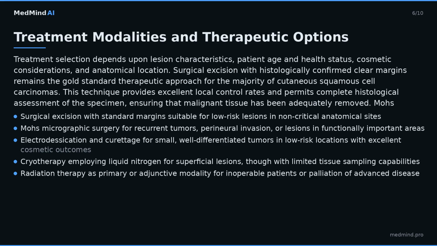Key points: Surgical excision with standard margins suitable for low-risk lesions in non-critical anatomical sites. Mohs micrographic surgery for recurrent tumors, perineural invasion, or lesions in functionally important areas. Electrodesiccation and curettage for small, well-differentiated tumors in low-risk locations with excellent cosmetic outcomes. Cryotherapy employing liquid nitrogen for superficial lesions, though with limited tissue sampling capabilities.